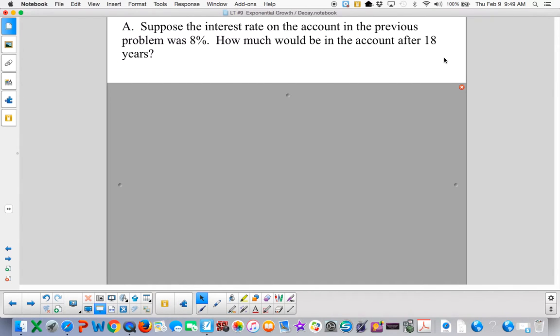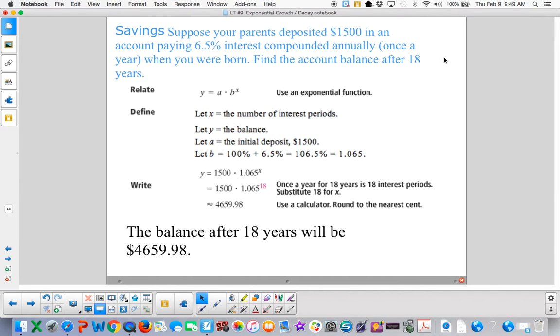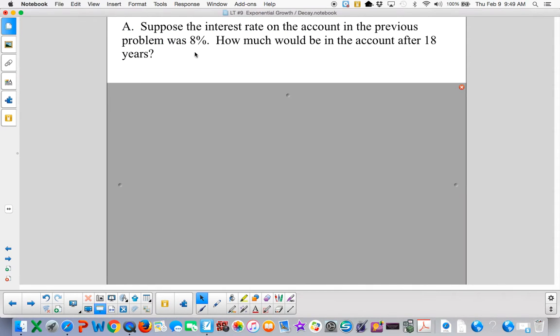Suppose the interest rate on the account was 8%. With 6.5%, you were getting $4,659 after 18 years. If the percent increases to 8%, let's see how much you'll have after 18 years. Pause the movie, try this on your own, and then press play when you're finished.